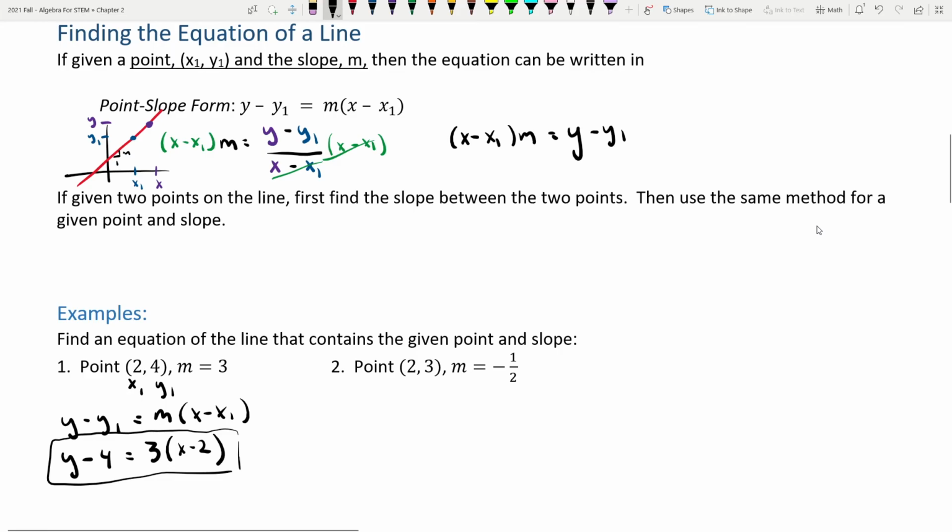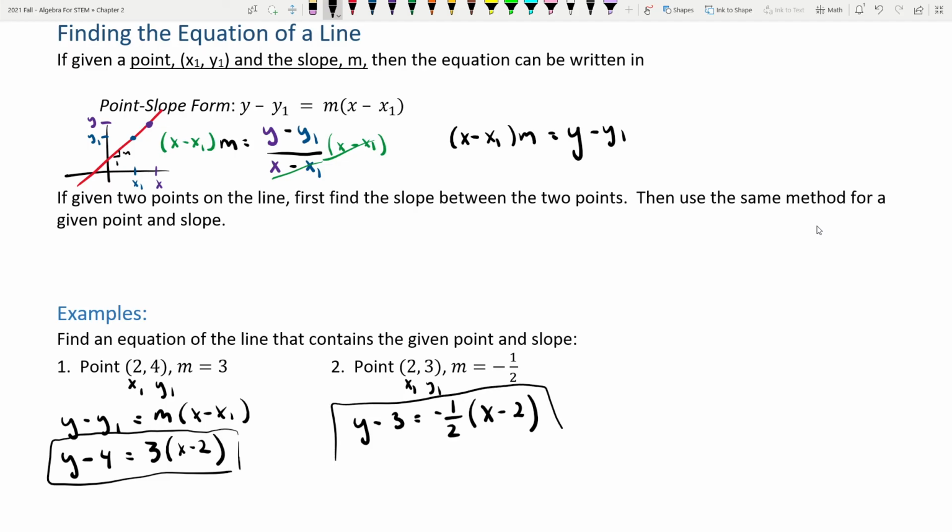Okay. So for this one, we have x1, y1, and so our formula will be y minus 3 equals the slope, which is negative 1/2, times the quantity x minus x1, which is 2. This is the equation for that line.